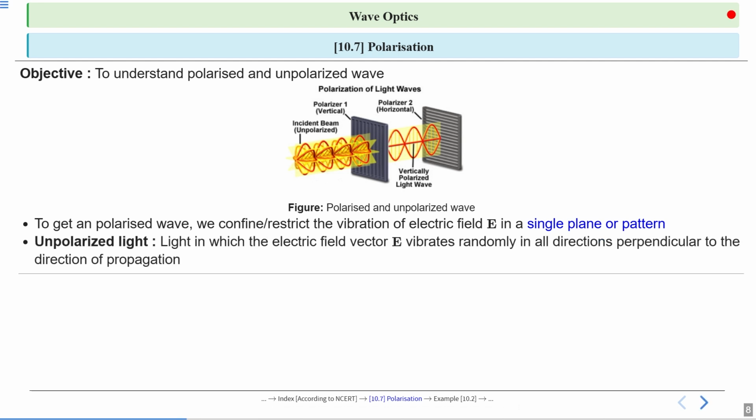Now let's discuss unpolarized light. Unpolarized light is characterized by its electric field vector vibrating randomly in all directions perpendicular to the direction of propagation. This randomness means that the light does not have a specific orientation. Think of it like a crowd of people moving in all directions at once without any specific pattern.